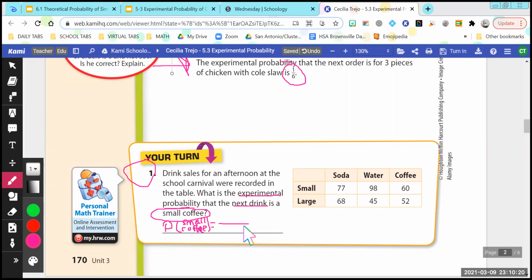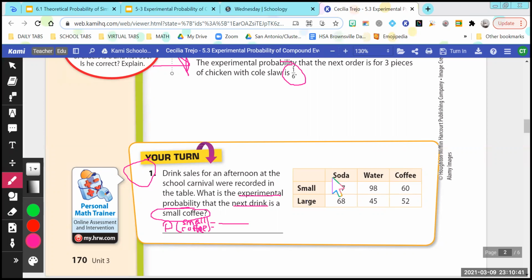First of all, how many total orders or how many drinks were ordered? Well, before I do that, let's break down the table. I see small and large. So that means they offer two different sizes. So you went up to this table, or wherever they're selling the drinks, and they only offered small drinks and large drinks, and that's it.